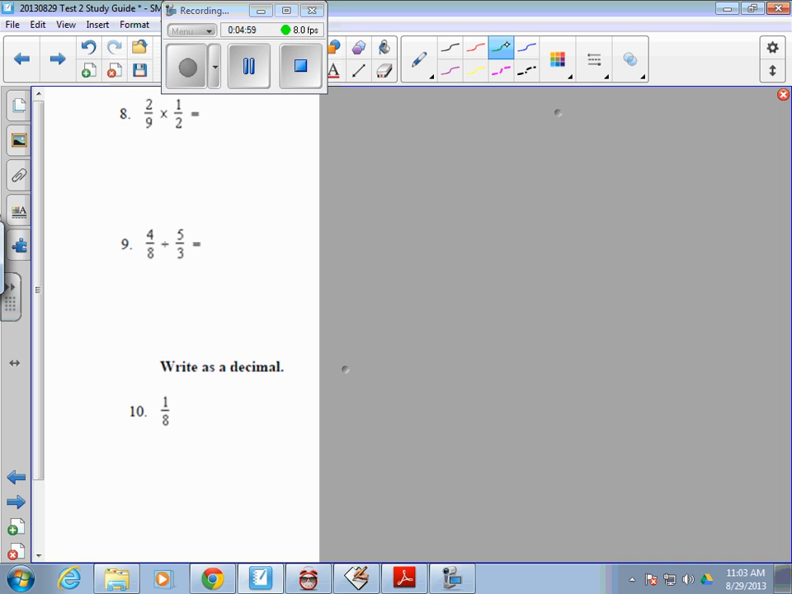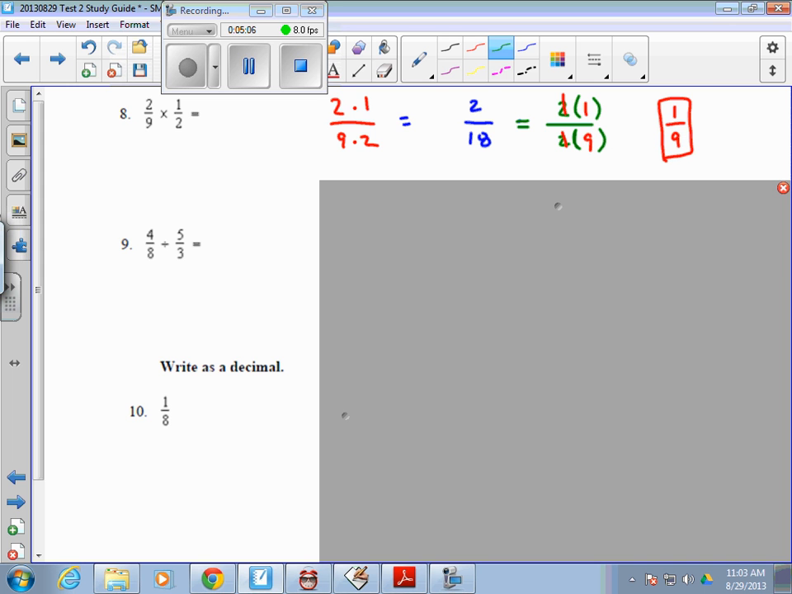Number 8, when you're multiplying and dividing, it's much simpler. It's much quicker. 2/9 times 1/2. You just multiply straight across. 2 times 1 over 9 times 2. 2 times 1 is 2. 9 times 2 is 18. Then simplify. The number 2 goes into both. 2 times 1 is 2, and 2 times 9 is 18. Cancel out 2 over 2. 1/9 you're left with as a simplified fraction.